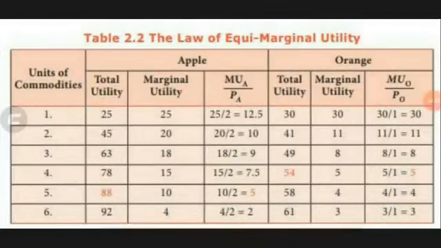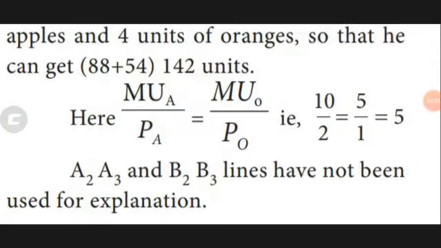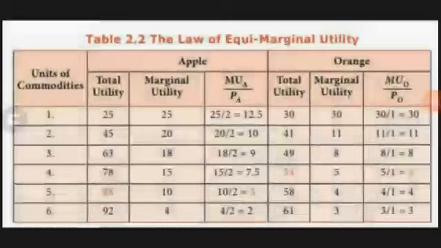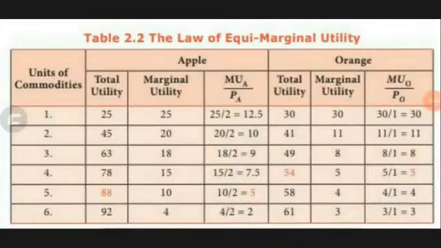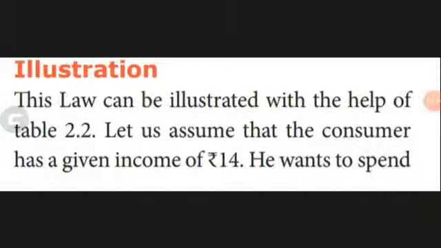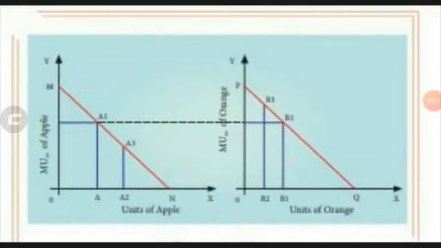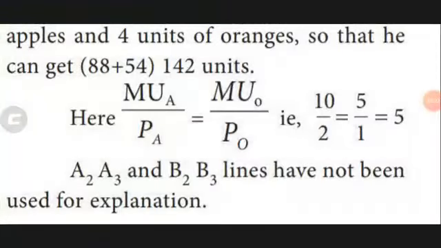If you add 88 and 54, 142 units of total utility will come. In the table, 10 divided by 2, and 5 divided by 1, here also 5, there also 5. So this is the place where the consumer is getting maximum satisfaction. That's why the equilibrium is explained here.